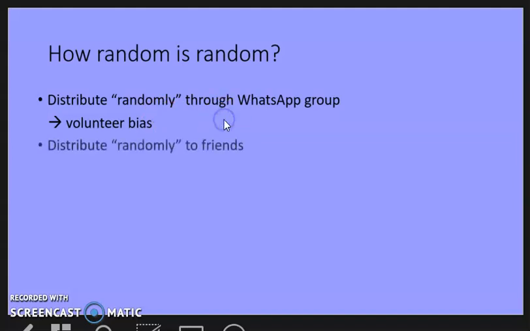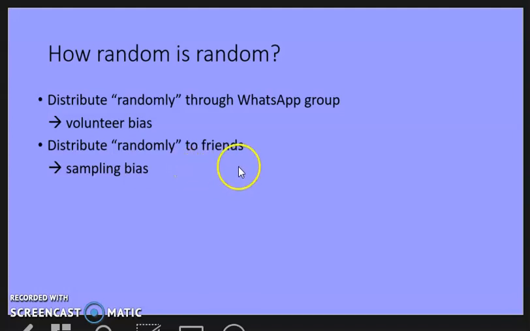Or maybe you say you distribute randomly to your friends. It might lead to sampling bias because again, how random is random here? You might already have it in your mind that this friend might answer my questionnaire, so I can send the link to them, while this other one might complain, so I don't send. So there is already a bias, and you cannot claim that it is random.